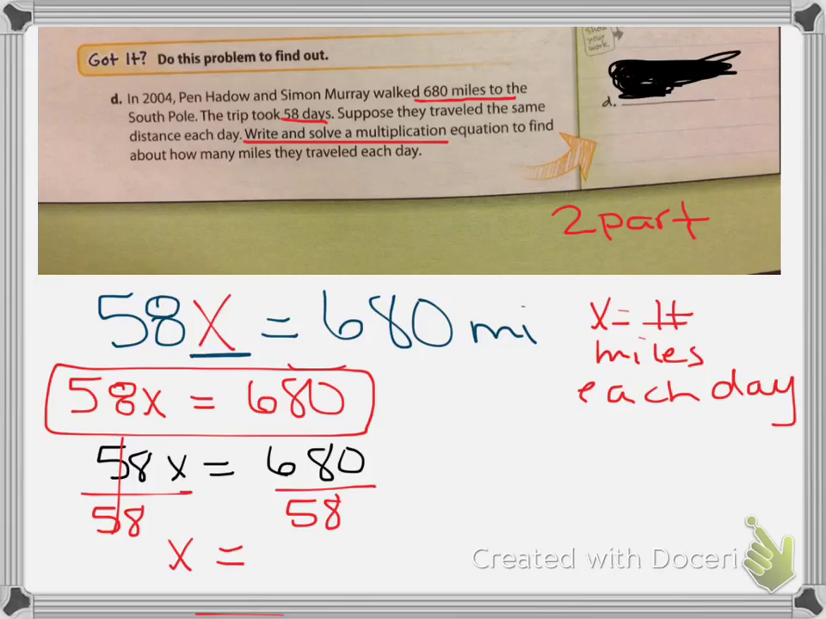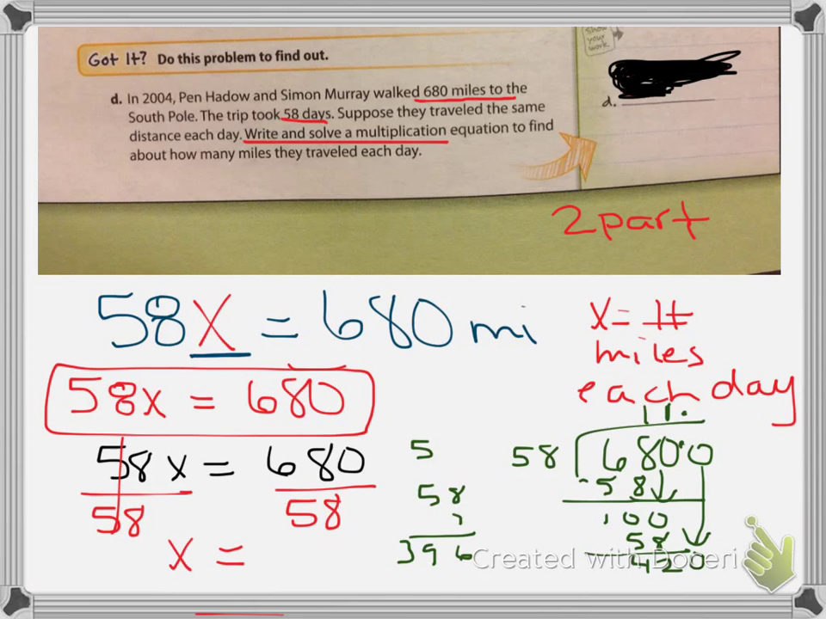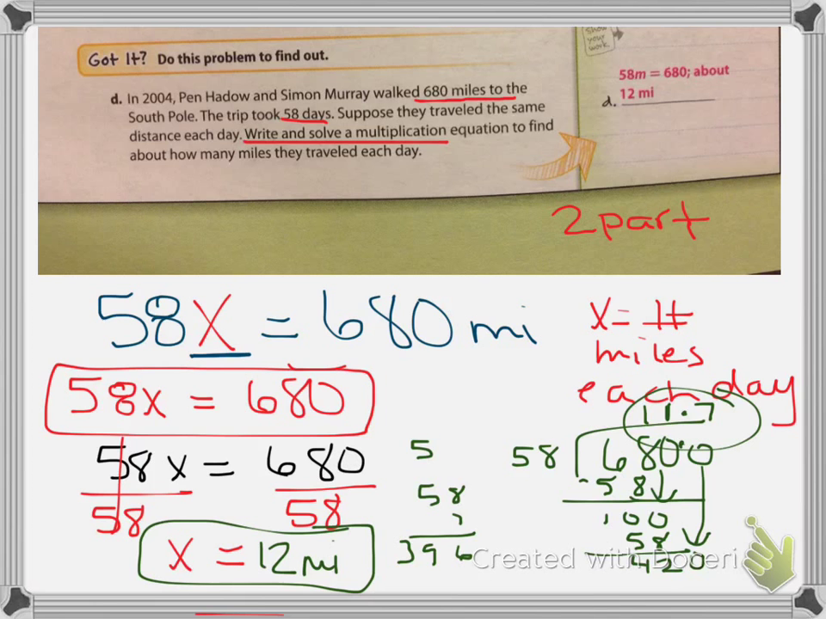We get x equals, then off to the side, you could even do your division. So I've done the division off to the side here, and I found out that it's about 11.7, and then that would continue on for quite some time. So since the problem said about how many, we're just going to round that 11.7 up to 12 miles. So your answer here is going to be about 12 miles per day. And they used m instead of x. Either one would be fine. It doesn't matter which variable you use.